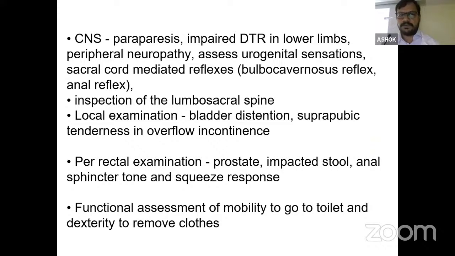CNS examination is also very important. Paraparesis, impaired deep tendon reflexes in lower limbs, peripheral neuropathy. Assess urogenital sensation. Sacral cord mediated reflexes: BCR and anal reflex.